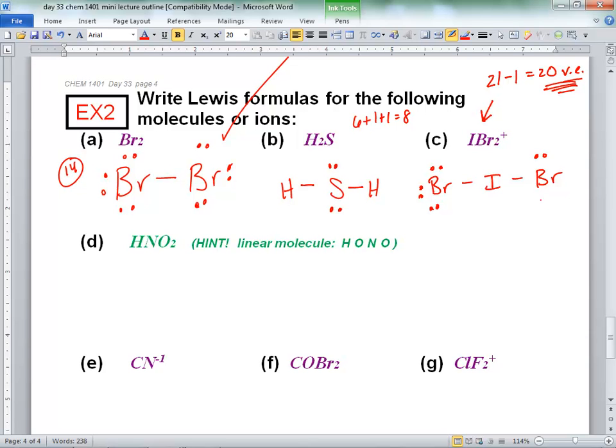So what I do is I make octets around everything surrounding. Anything left over has to go on the center atom. So I've got 4 left over. I used up all 20. And this is wrong because it has a plus. You have to do the brackets, and you got to write the plus. Now you're adding stuff, right? You got to do the brackets and the plus, otherwise it's messed up.